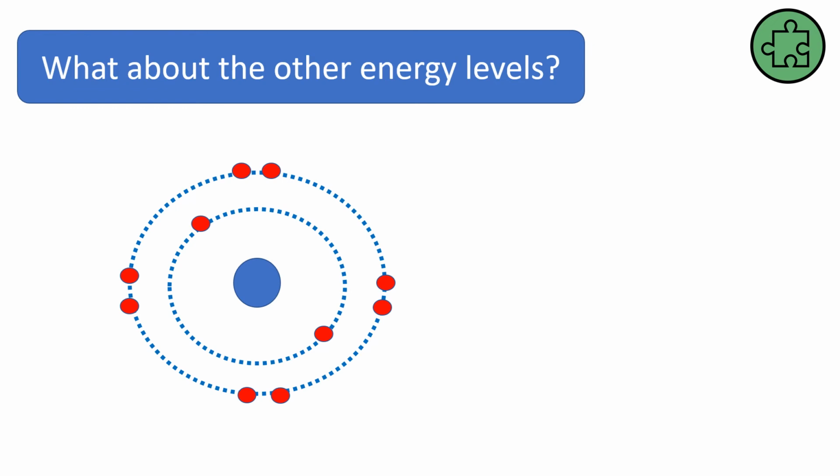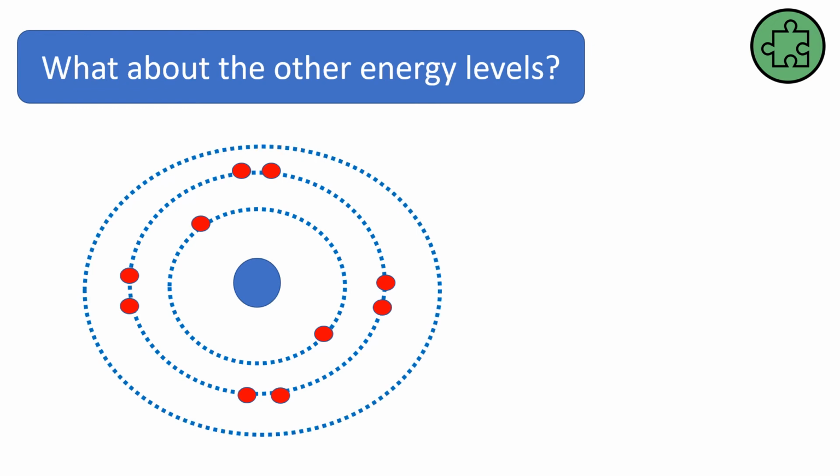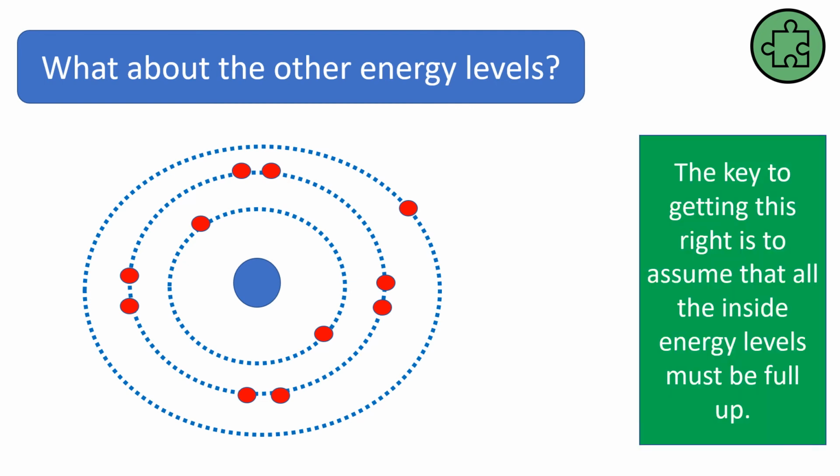Now this energy level is also full, so I have to move on to a third energy level, and the maximum for that one is also 8. The rule is you will not move on to the next energy level until the previous one is full. So if I have 3 energy levels, I would assume that energy level 1 and energy level 2 are already full up.